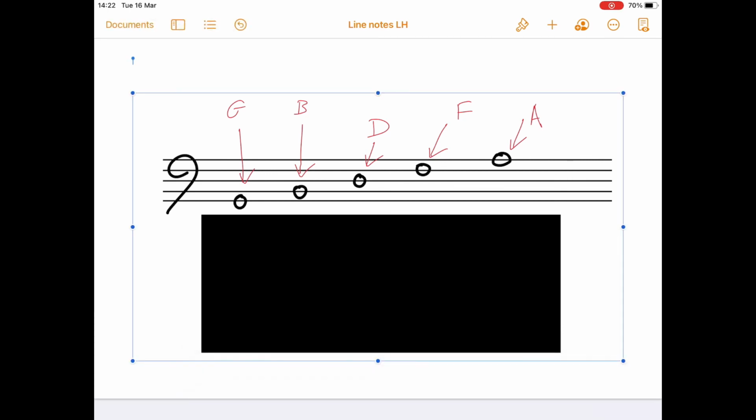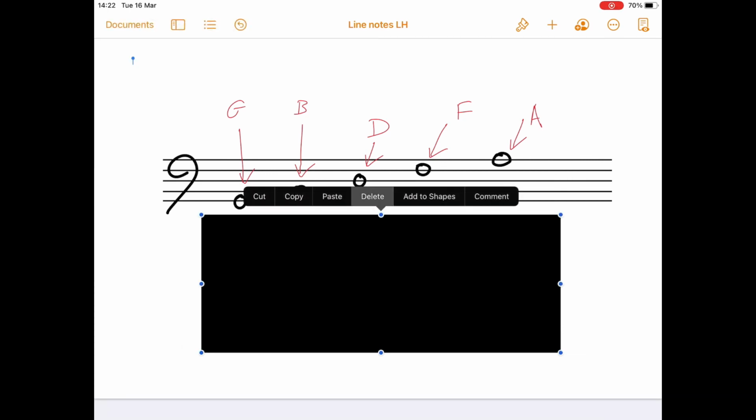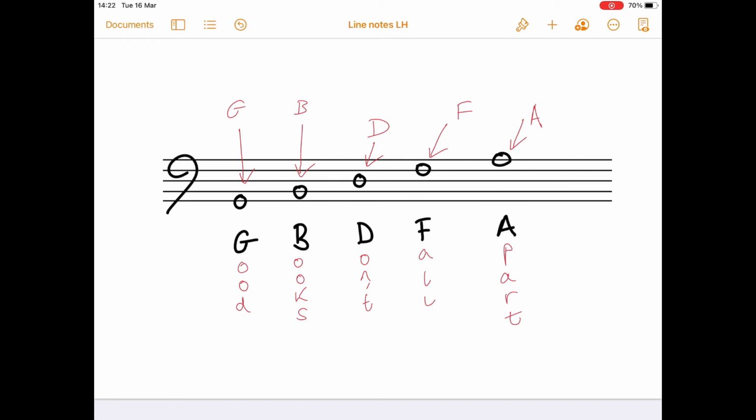Okay. And if I just pull away that box again, we can check our answers. Yes. G, B, D, F, A. Good books don't fall apart.